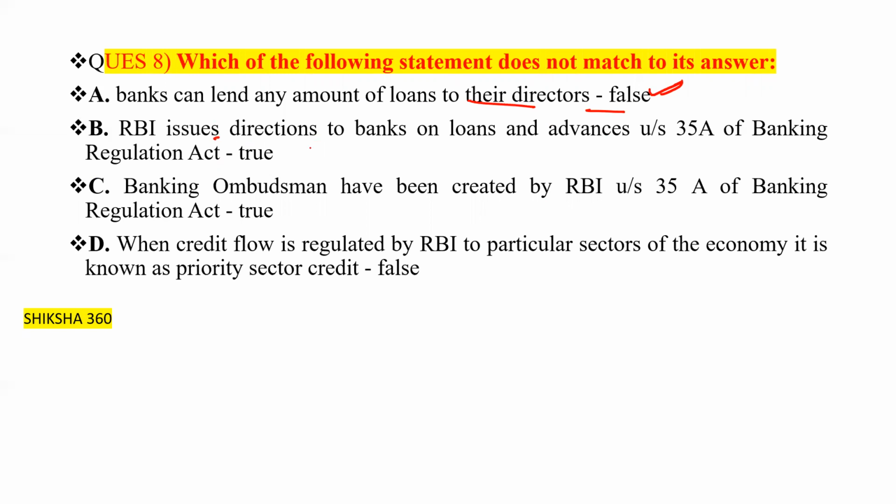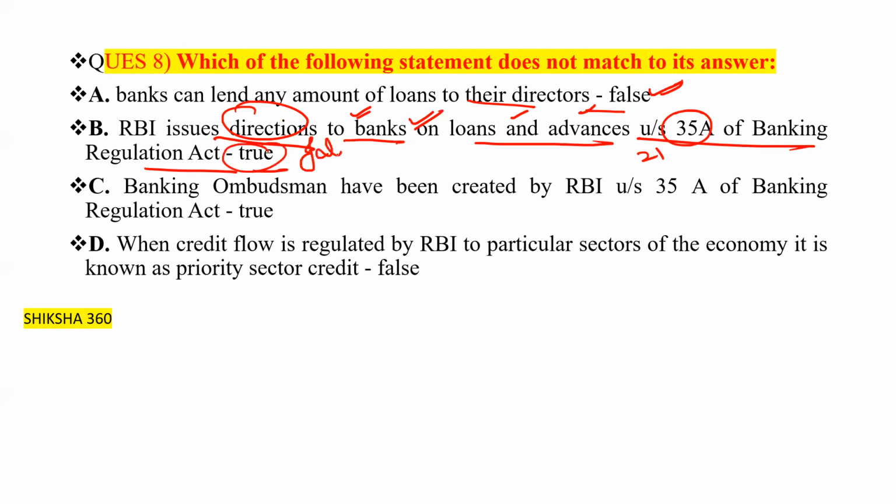Next one is, RBI issues direction to the banks on loans and advances under Section 35A of the Banking Regulation Act, clear. This one is false or true? This one is false, clear. Basically, under which section? Under Section 21. RBI issues direction under Section 21 of the Banking Regulation Act. So this is false, clear.